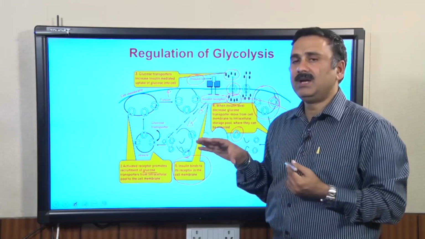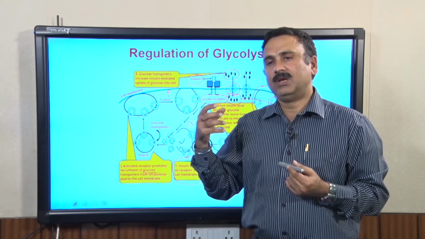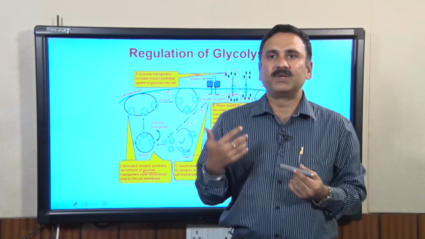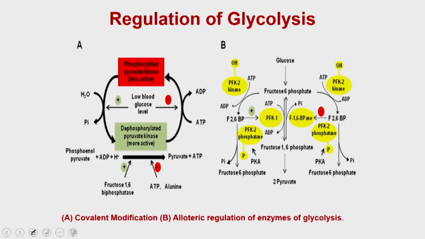Apart from this glucose mediated control, you also have control within the glycolysis reactions operating in the cell, and these regulations are mostly either by feedback mechanism or by covalent modifications. So, at the enzymatic level you have two different types of regulation. One is called covalent modification and the other is called allosteric regulation. So, let us discuss covalent modification. In covalent modification, the example is pyruvate kinase.